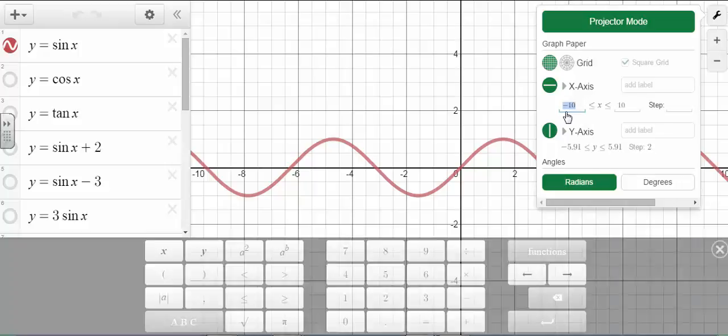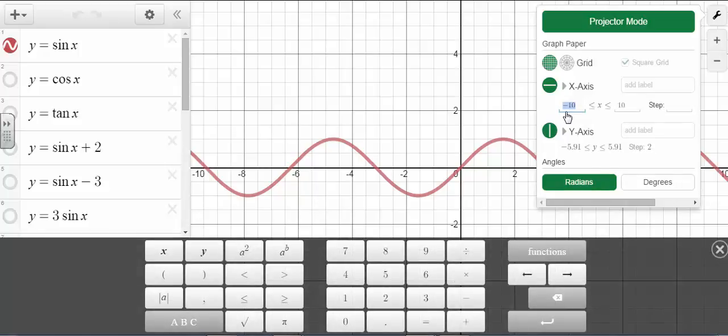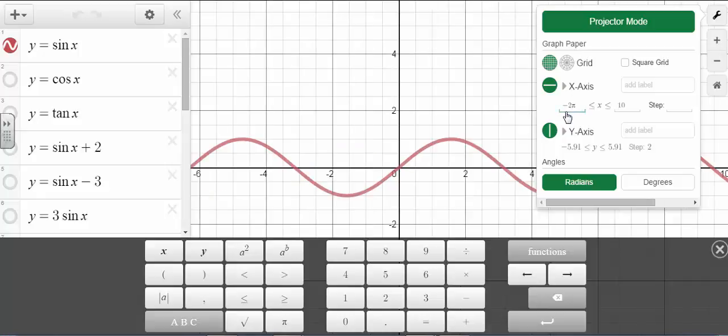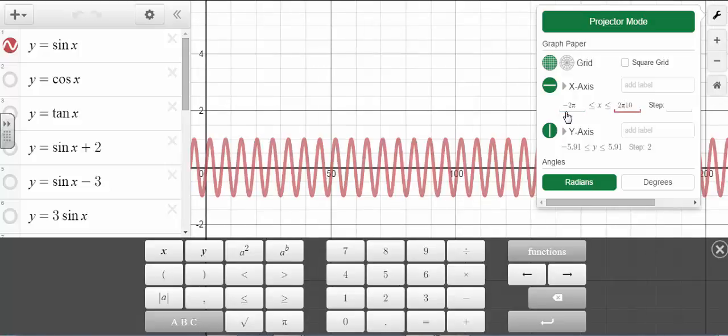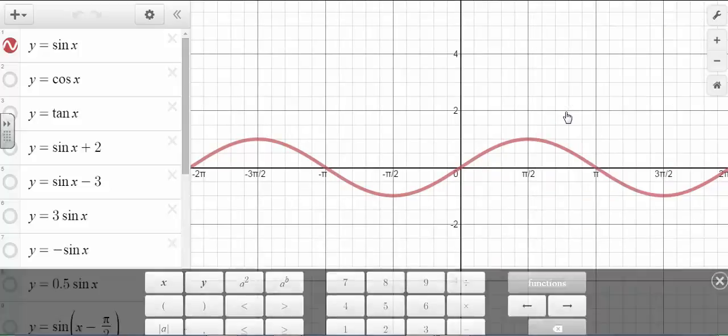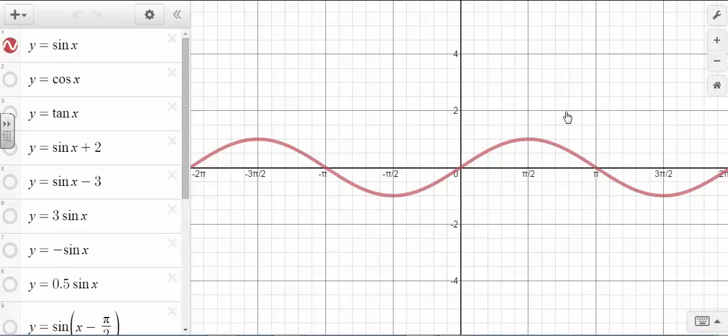But my x values, I would like to have them appear in terms of radians. So I'm going to start my radians at -2 pi. And to do that, I just type in -2 and the word pi. Over here, I'm going to go 2 pi as well. And then I'm going to have the step be pi. And so you can see now that I can see an x-axis that's a little bit more appropriate for what we're doing.